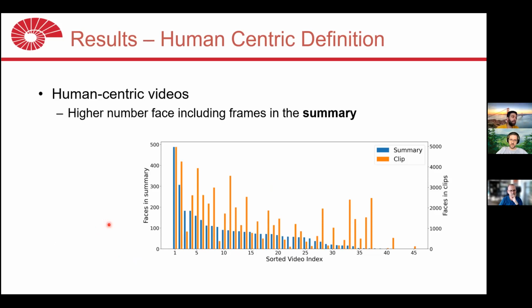At the left y-axis, we are providing the number of faces in the summary, and we have sorted the videos regarding this feature. Now we come up with a term, top L. Whenever you hear top L, or a subscript with 15, you should think that the videos are sorted regarding their number of faces, and top L means the top L videos including the highest number of faces.